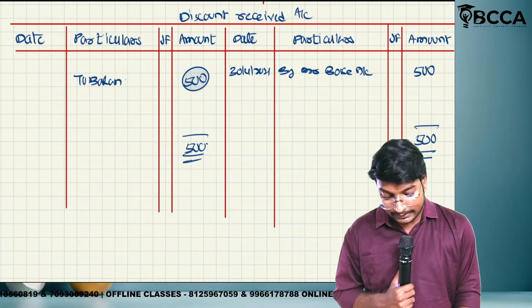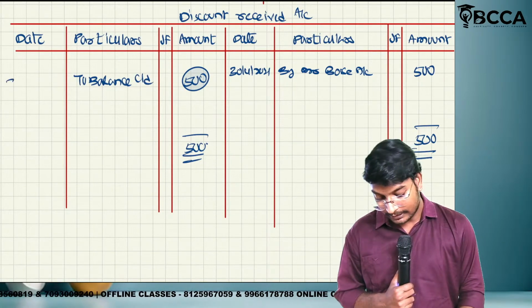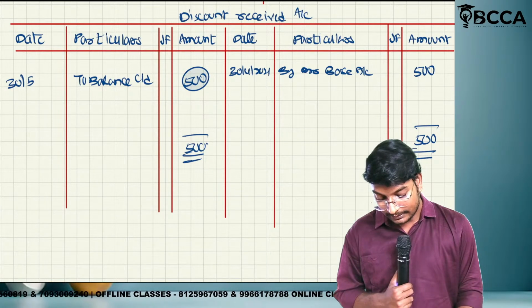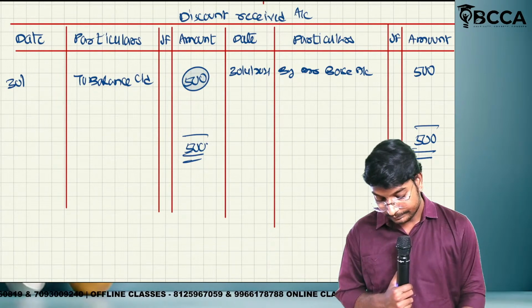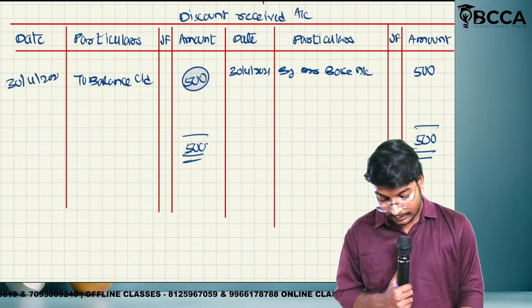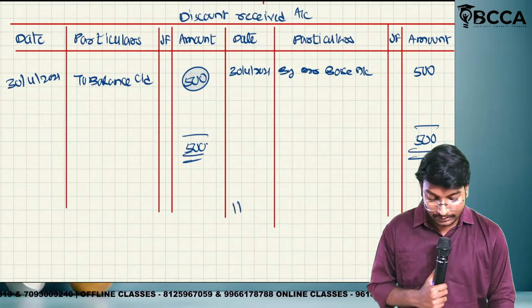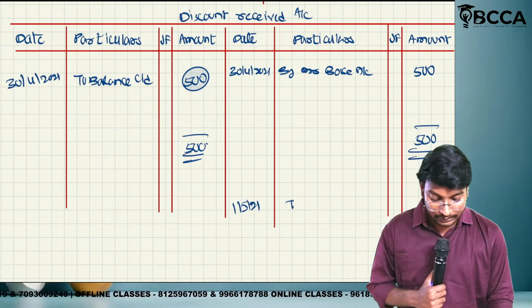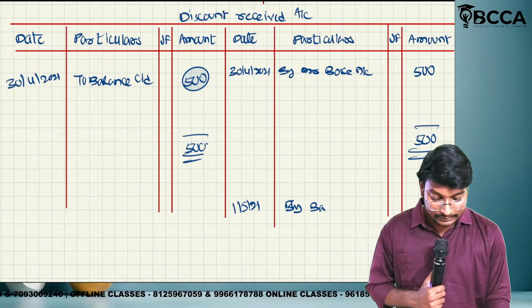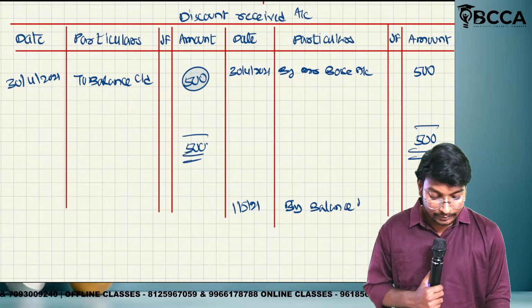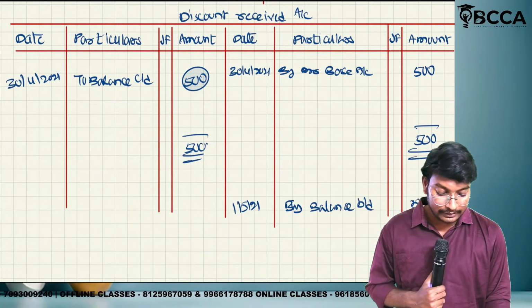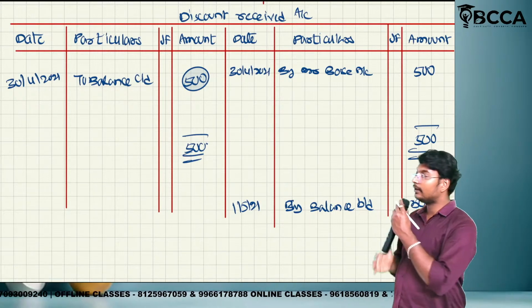To balance carried on. What is the current month ending? 30th April 2021. Next month beginning, what? 1st May 2021, by balance brought down. How much? 500. Like this we have closed all the accounts.